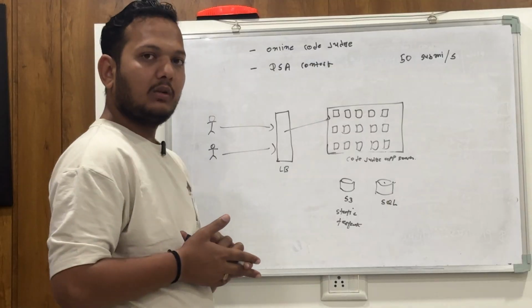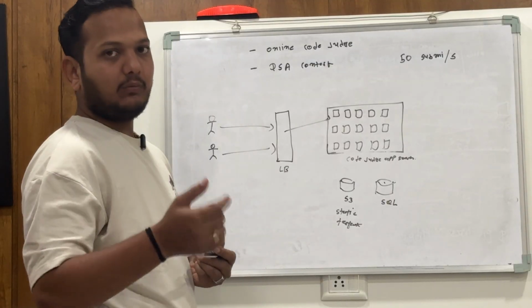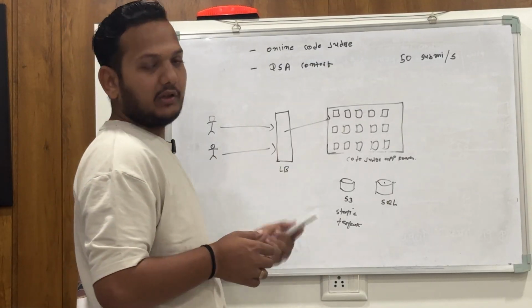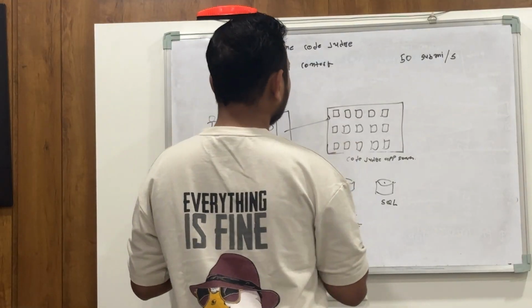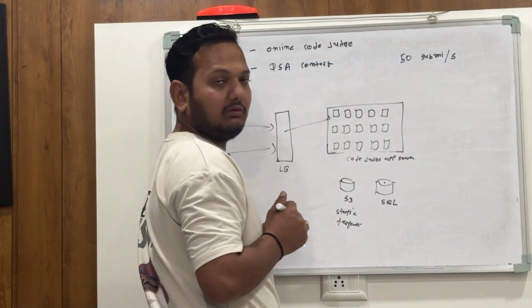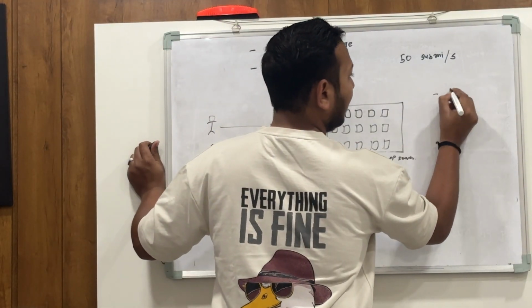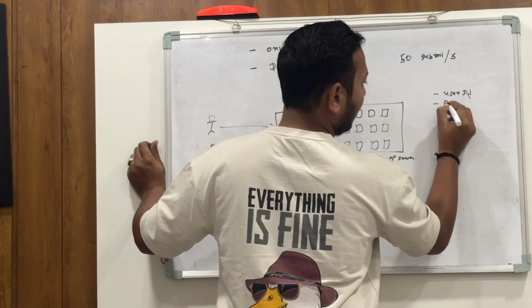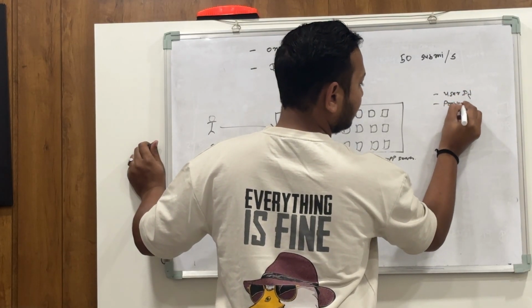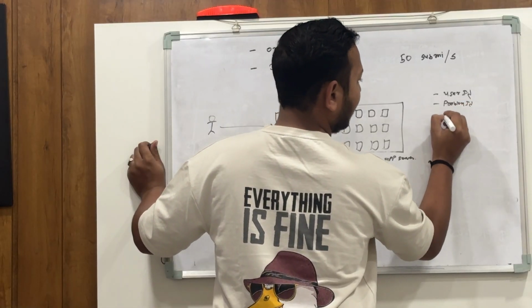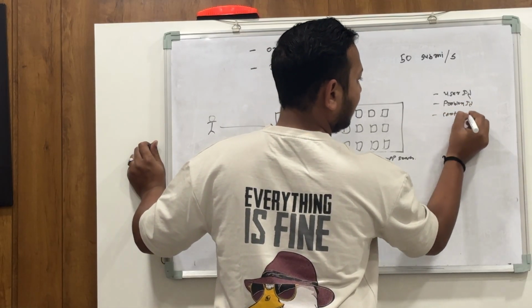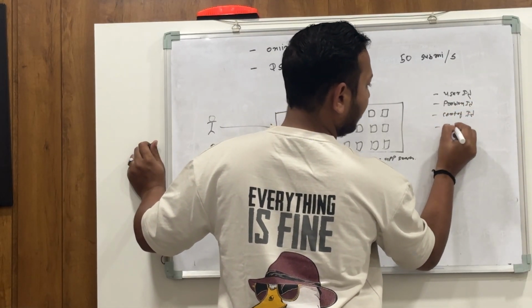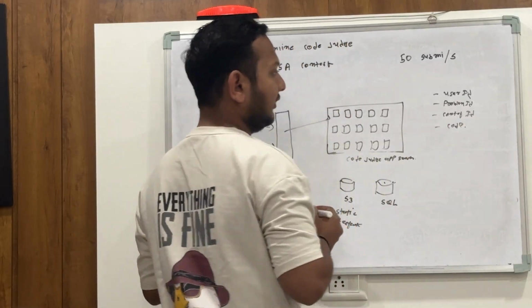Now let's see what information is required for every submission. In the request, what we will get is user ID, problem ID, contest ID, and the code, right?